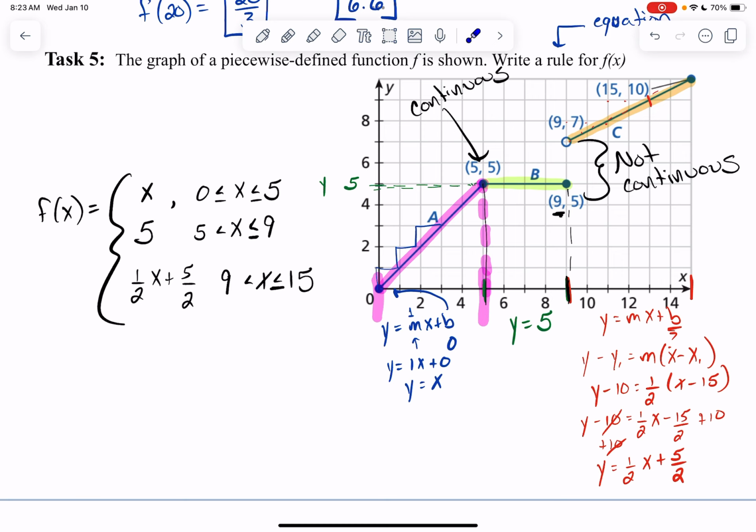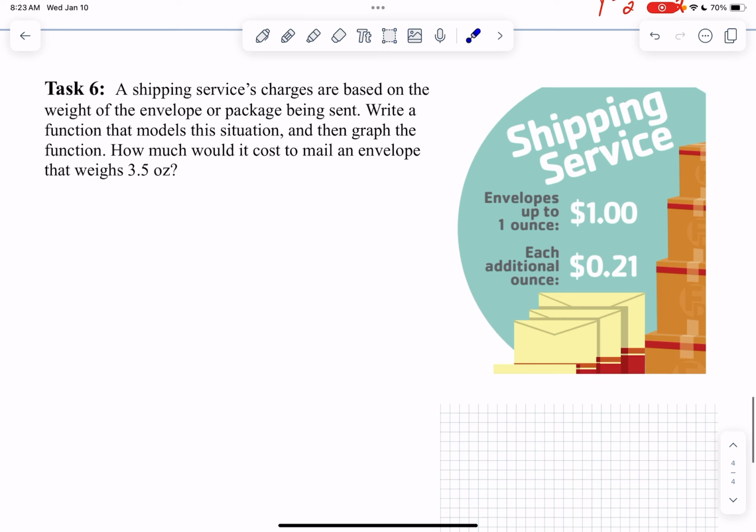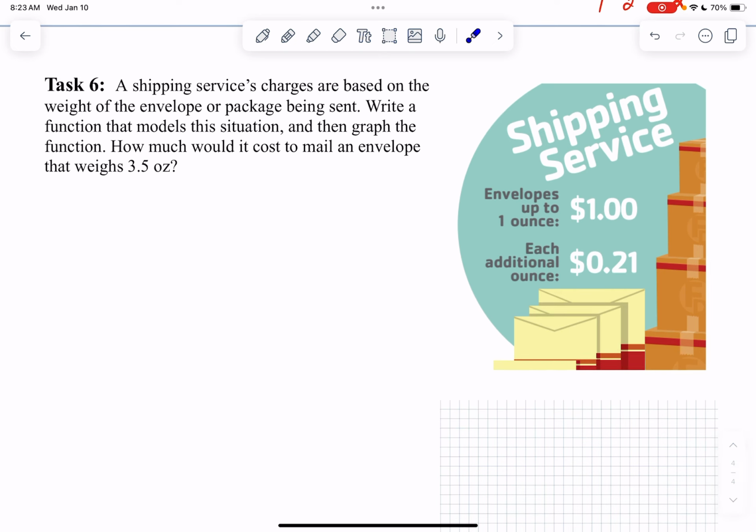Okay, all right, our last one, task 6 here. A shipping service charges are based on the weight of an envelope or package being sent. Write a function that models the situation and then graph the function. How much would it cost to mail an envelope that weighs 3.5 ounces? So envelopes up to 1 ounce are $1. Each additional ounce is another 21 cents.